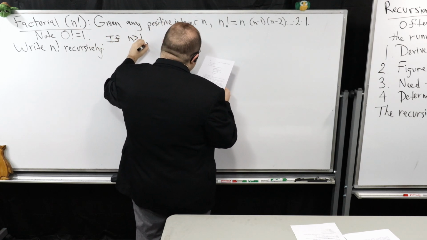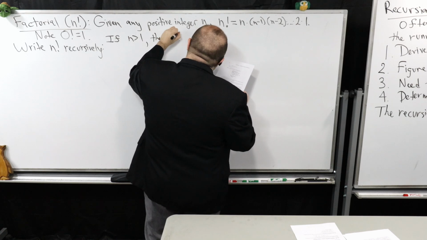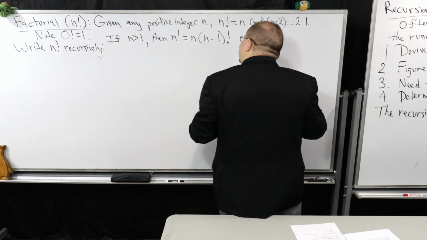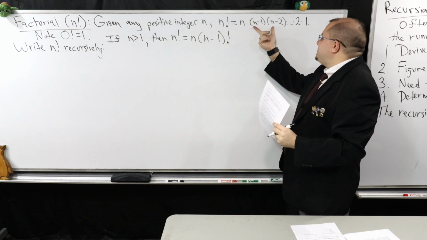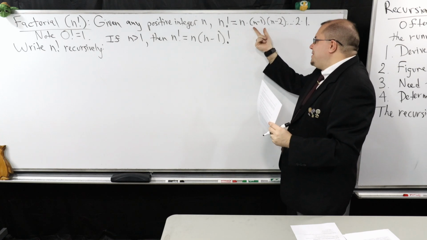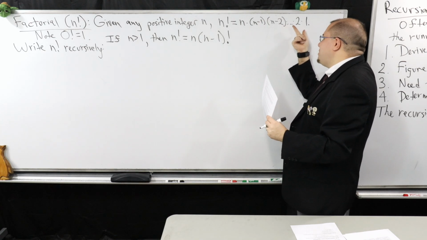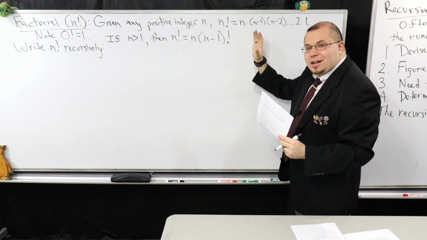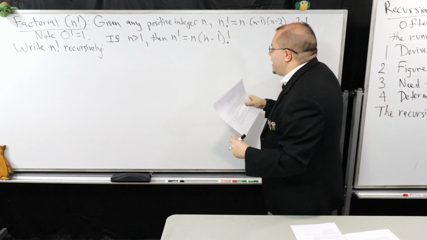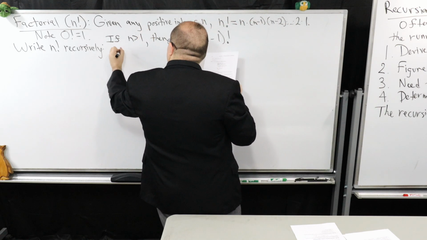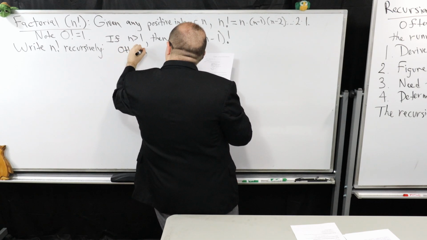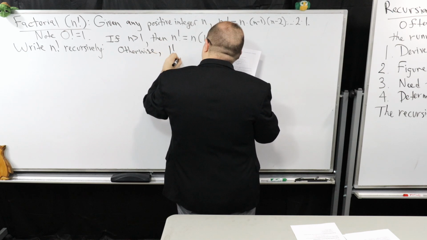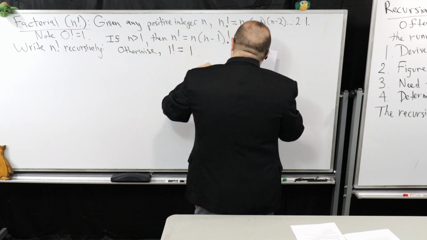If n is greater than 1, then n factorial is actually equal to n times n minus 1 factorial. So notice that if I do this, n minus 1 factorial by this definition is just n minus 1 times n minus 2 all the way down to 2, then 1, right? So this is in fact a recursive way I could define n factorial. Otherwise, I'm just going to assume it's equal to 1. So for example, 1 factorial is equal to 1.